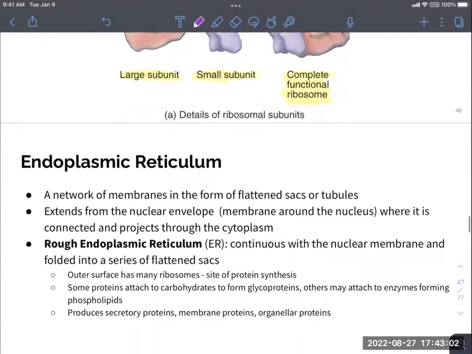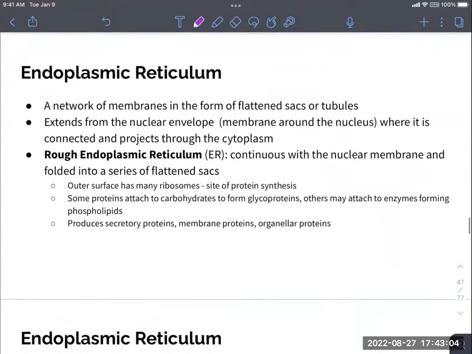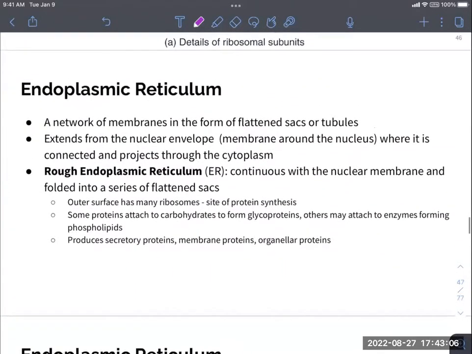So let's look at what the endoplasmic reticulum is. It's made up of a membrane of flattened sacs or tubules. It comes off of the nuclear envelope, which is the outer layer of the nucleus, the membrane that's around it. And it connects and projects through the cytoplasm.